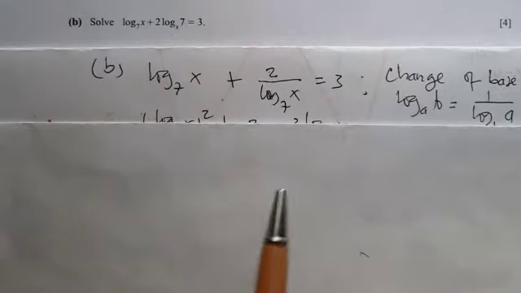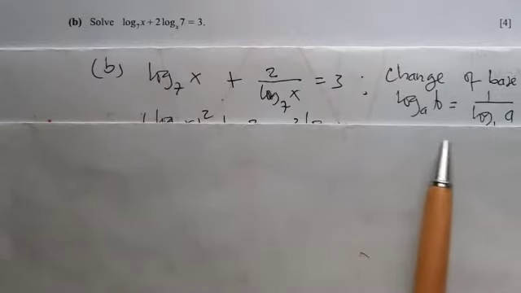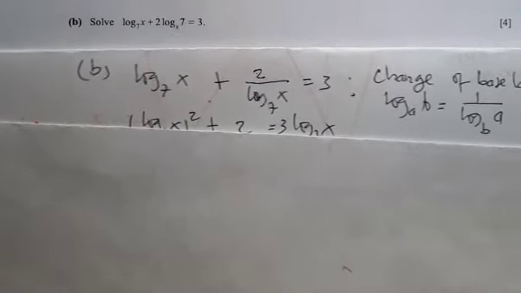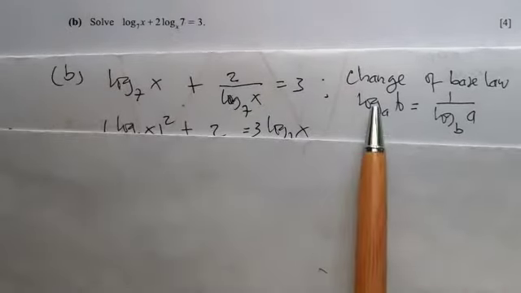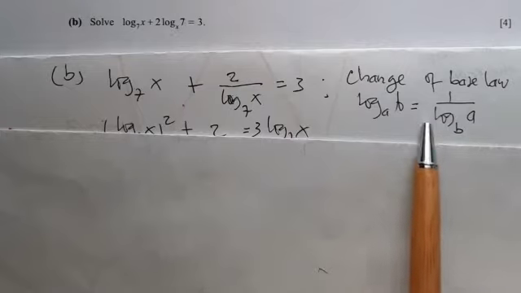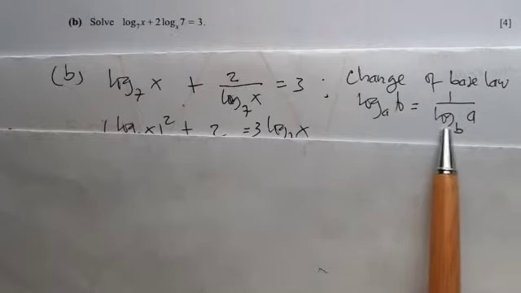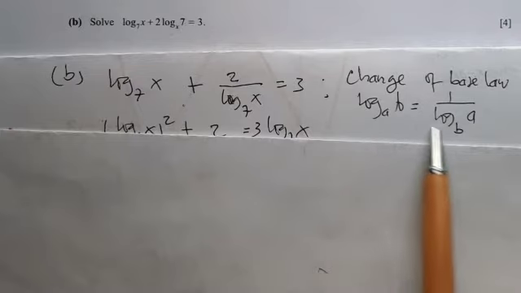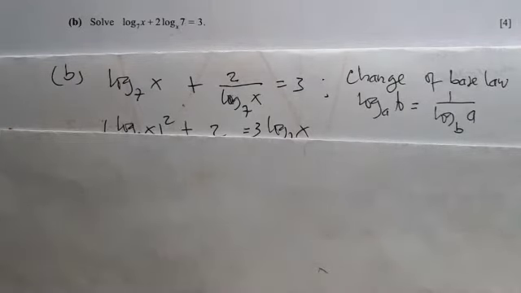Here we will use the change of base law of logarithm. That is, log base a of b equals 1 over log base b of a. Thus you can interchange the base and the argument of a logarithm. Use this law.